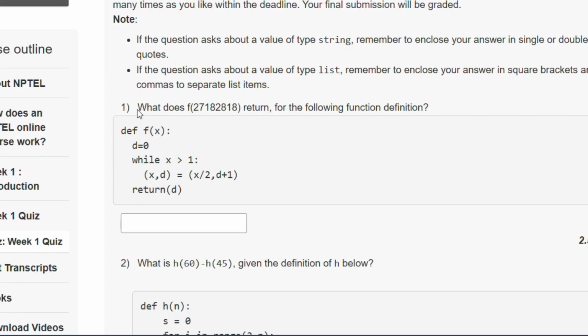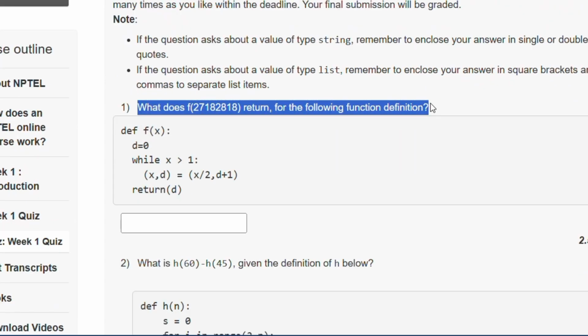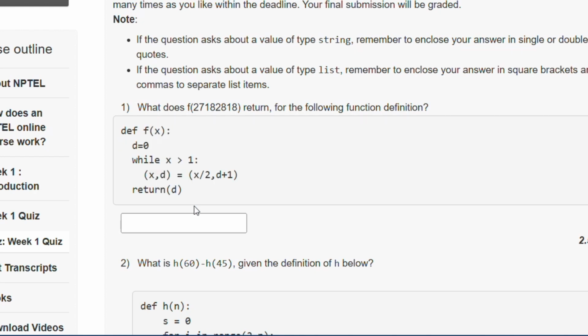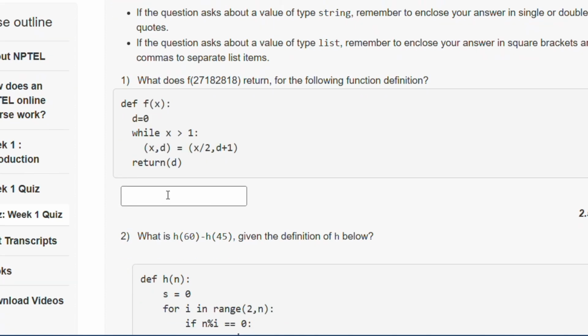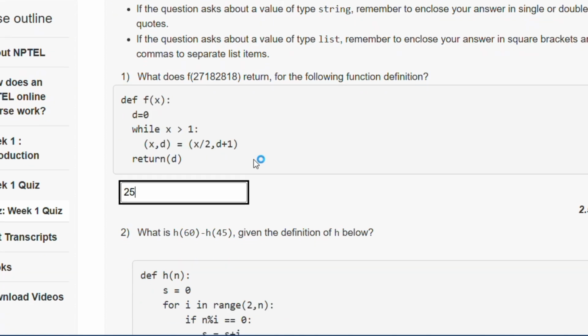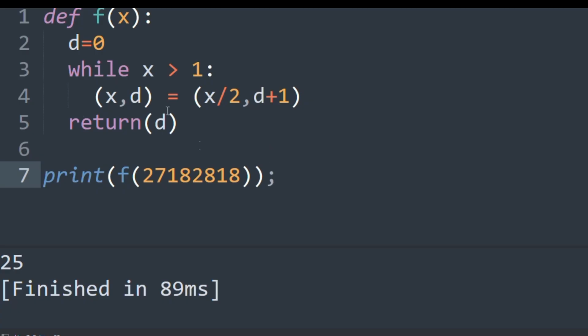This is the first question. What does this return? This is the coding. Now the answer of this question will be 25. Now I will show you the proof. You can see here this is the function and the answer will be 25.